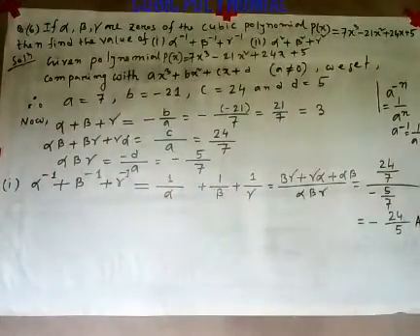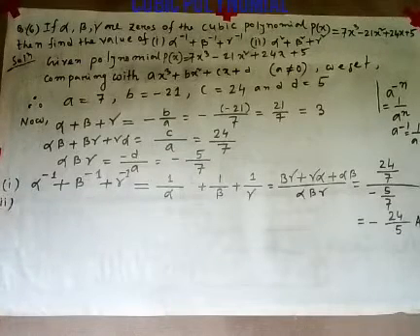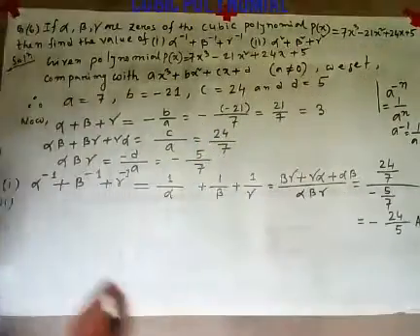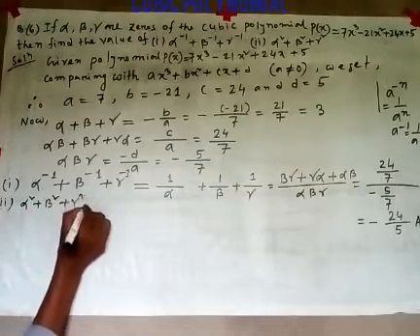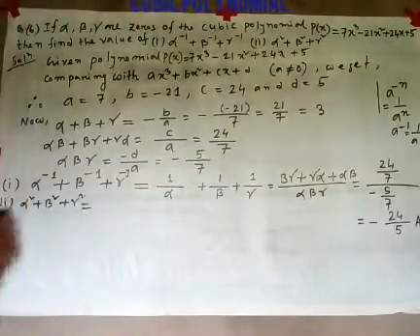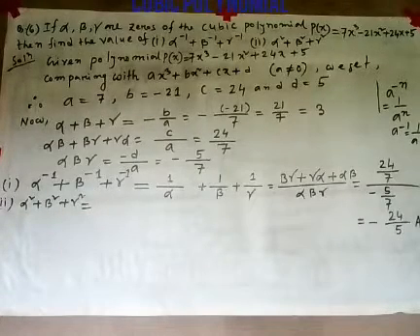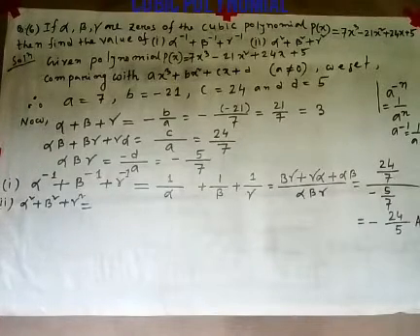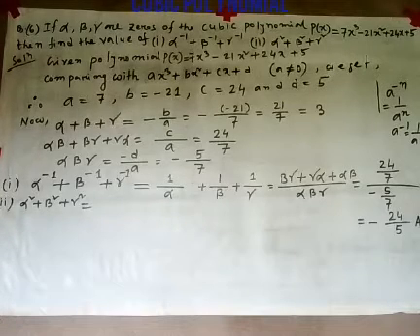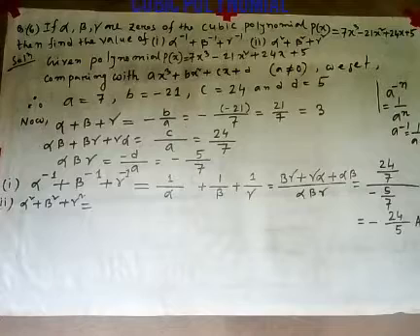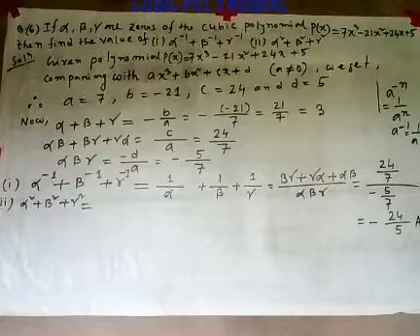Similarly, for this Roman 2, what is the question? Alpha square plus beta square plus gamma square equal to, what is the formula? We have to remember the formula. A square plus b square plus c square equal to, we can write what? A plus b plus c whole square minus 2ab minus 2bc minus 2ca. This is the formula.